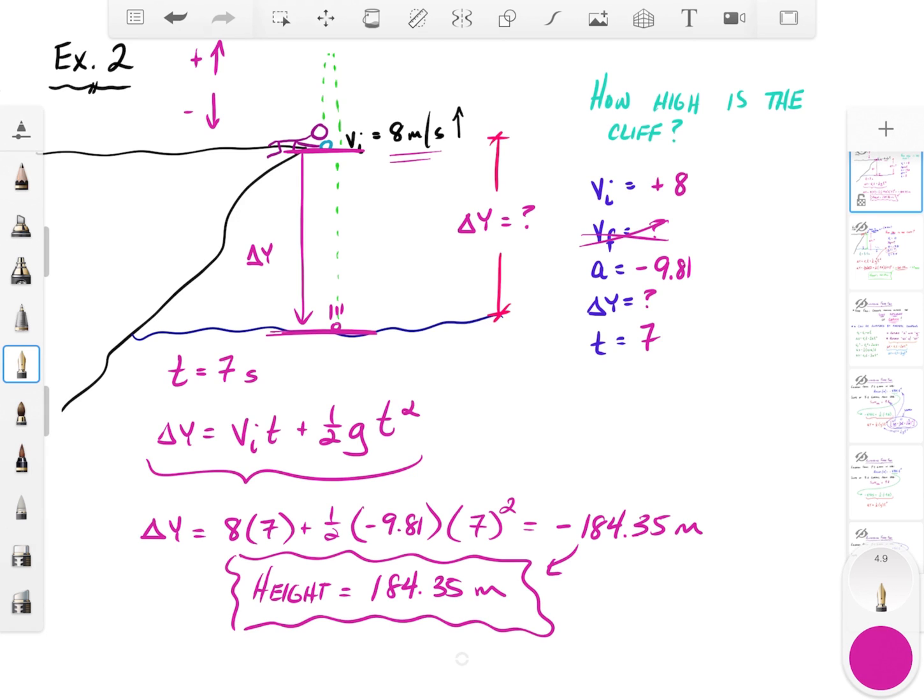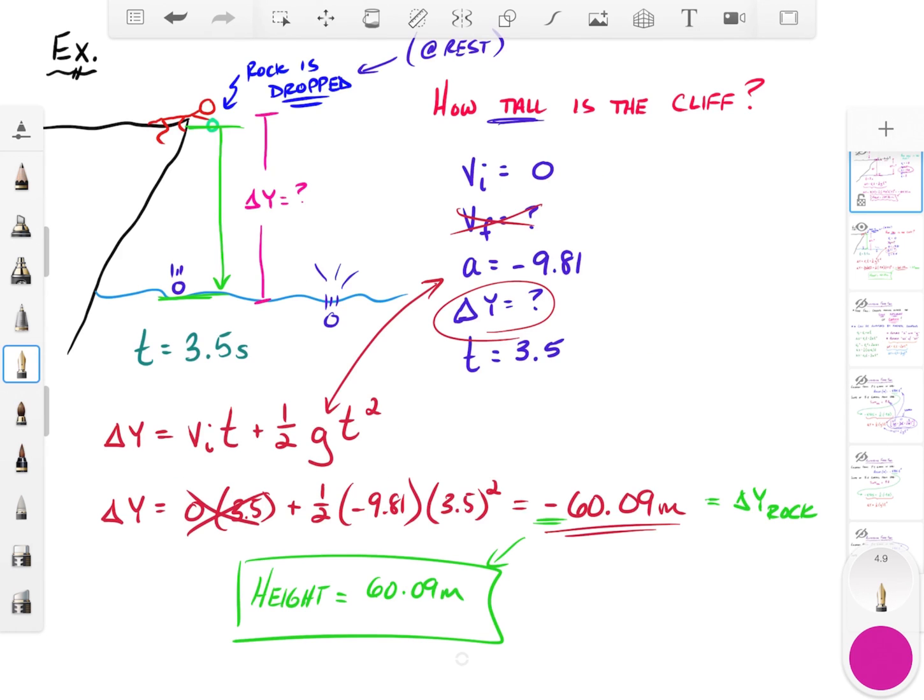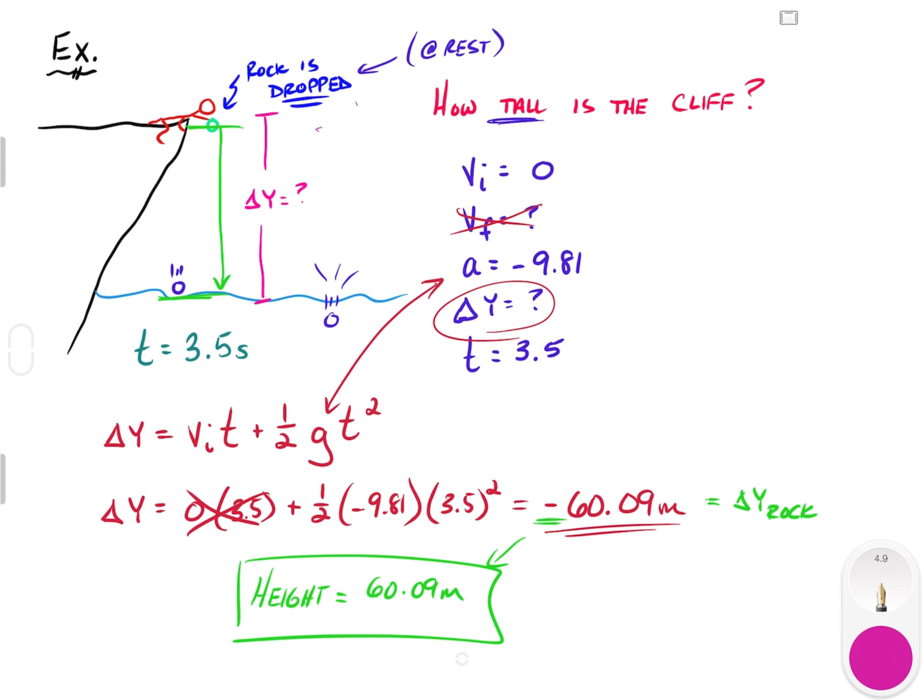All right, so just understand you can use kinematic equations much in the same way we have been. You just must be very careful. The acceleration, unless you're on another planet, will be negative 9.81. And just recognize that anytime a rock is dropped, you can assume that your initial velocity is 0. All right, good luck with that challenge problem. And yeah, good luck.